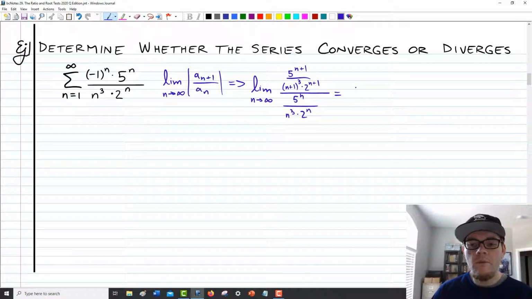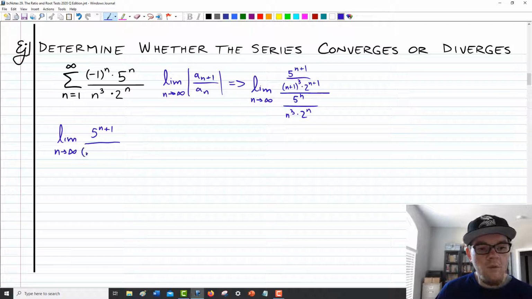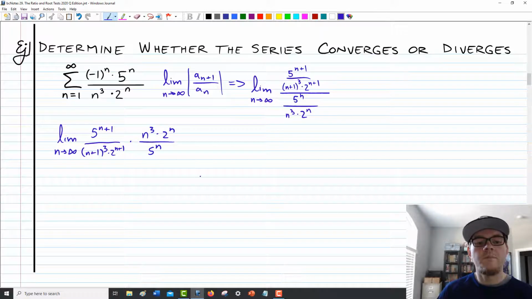So as we did before, you know what, actually I'm just going to move to the next line. I feel like I'll be okay. On this one, the next thing I want to do is get rid of that huge complex fraction. So I'm going to rewrite it. It'll be 5 to the n plus 1 over n plus 1 to the third times 2 to the n plus 1. And then up here, we'll flip the denominator's fraction and be left with this.